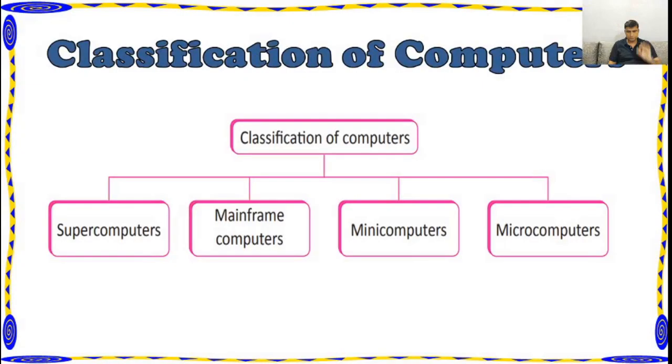Let's begin. So, classification of computers. If you pay attention to page number 4 of your book, you would find the same table, the same chart that has been drawn on the screen right now. Computers and classification of computers. Computers are divided into 4 different types. They are supercomputers, mainframe computers, mini computers, and microcomputers.